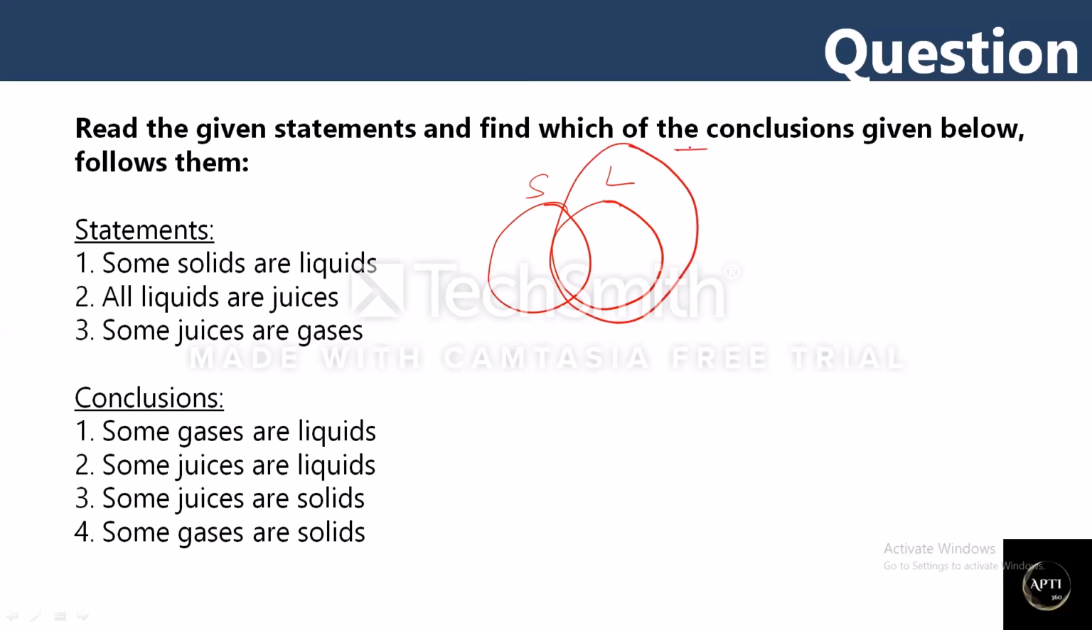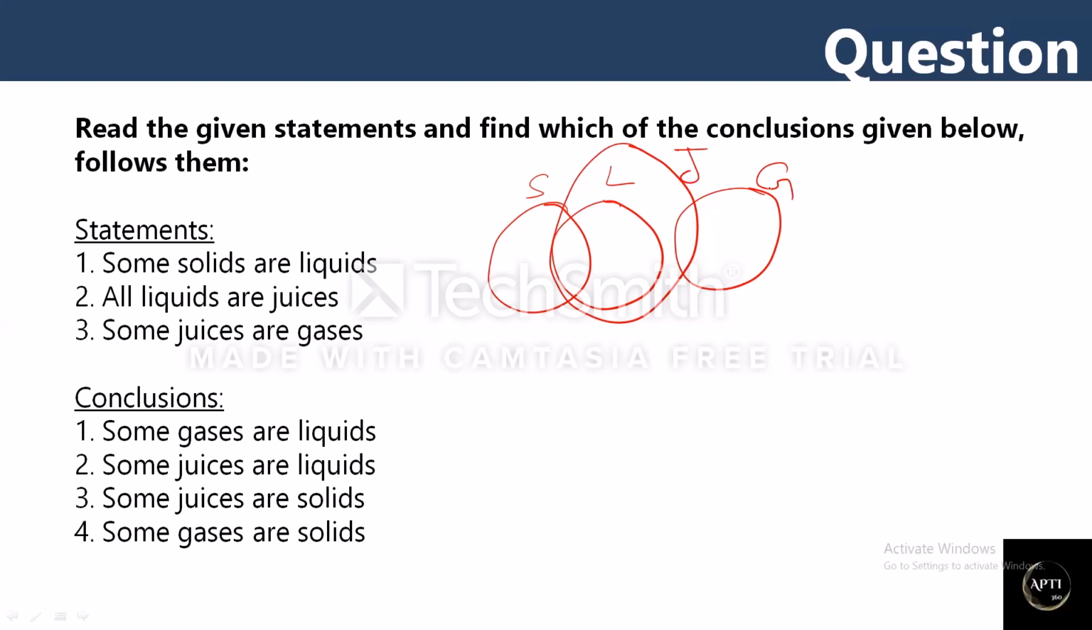All liquids are present in juices. This big circle is juices. Some juices are gases. Some juices are gases means I should not disturb any other circles. This is gases. Based on this we can understand.